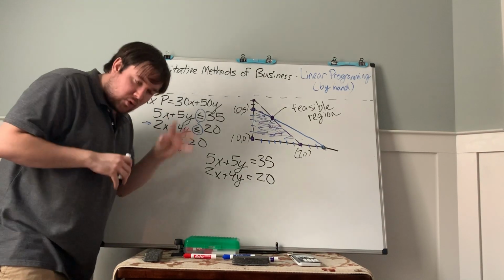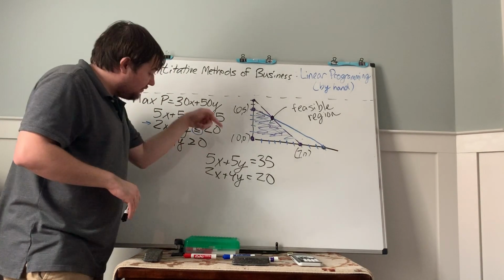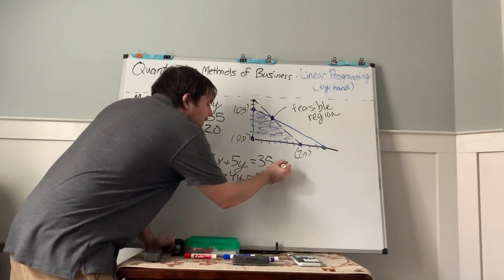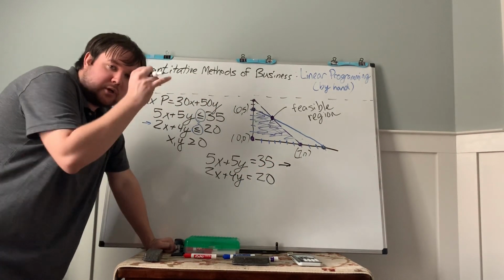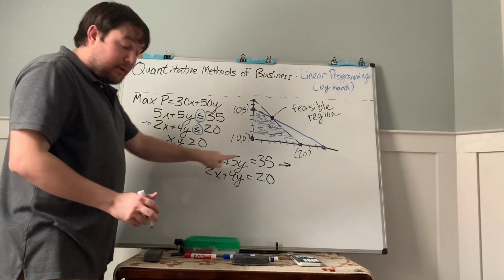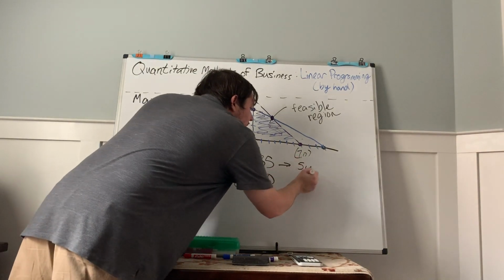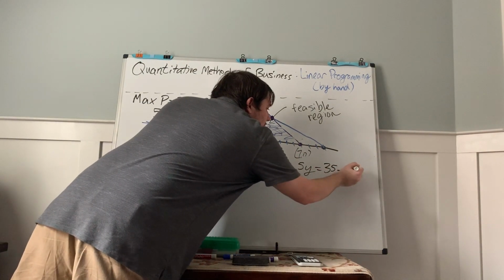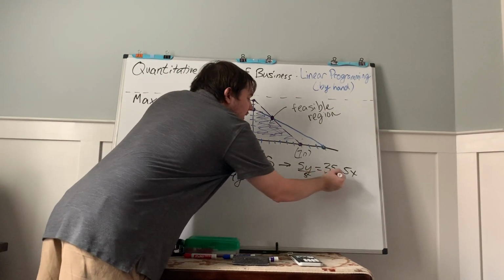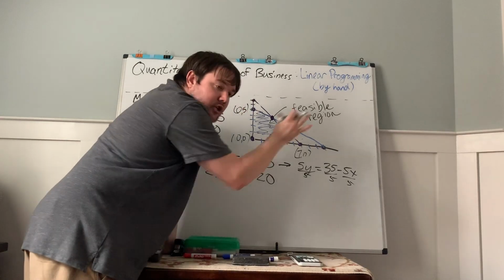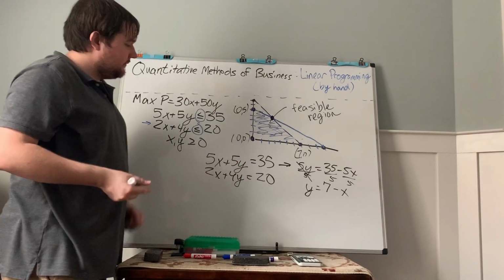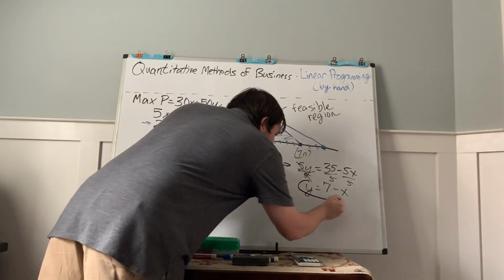Basically what it means is take one of the two equations, solve for either x or y, and substitute it in the other one. So I'm going to take our first equation and solve it for y. I'm going to say y equals something. So I'm going to move the 5x over. So we have 5y is 35 minus 5x. And then we just want y, so I'm going to divide each term by 5. And we're going to get y is 7 minus x.